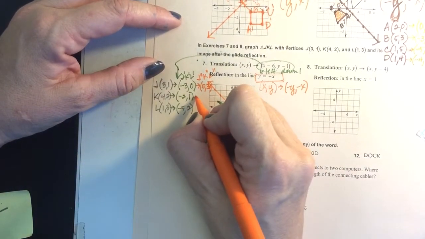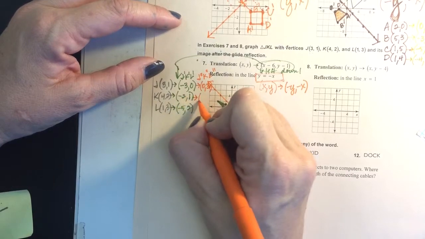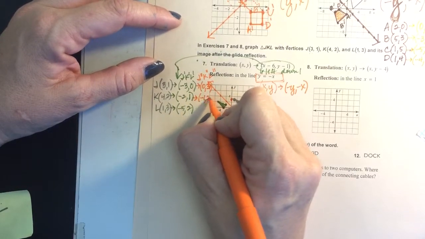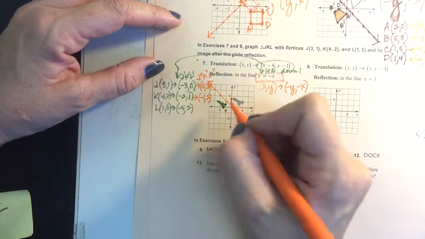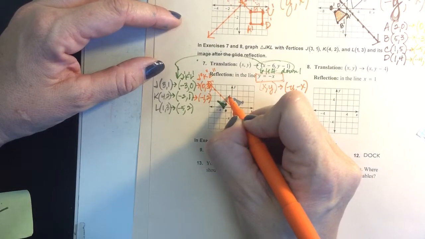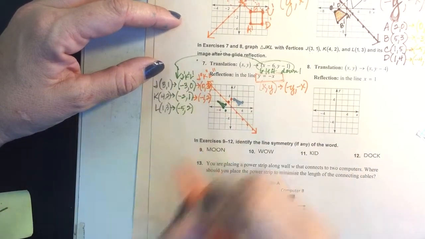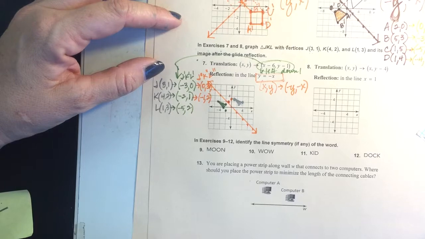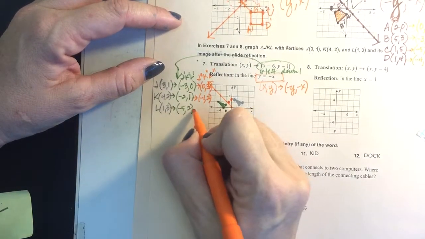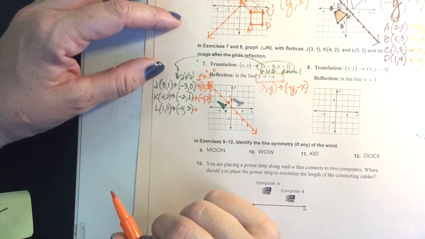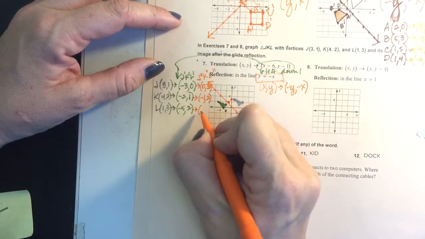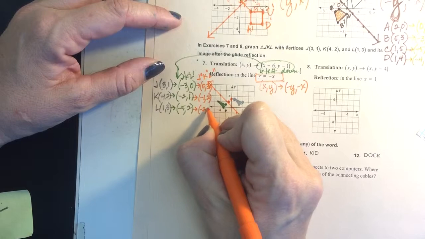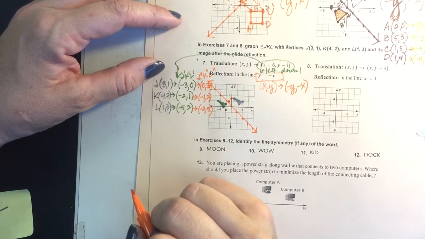I need to switch. 1, -2. Take the opposite. -1, +2. There it sits, little guy. The last one, -5, +2. Switch them, -2, +5.